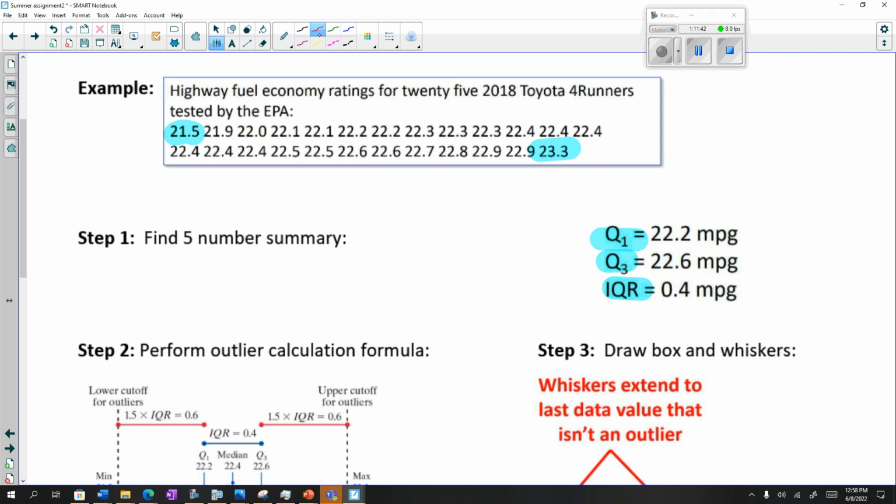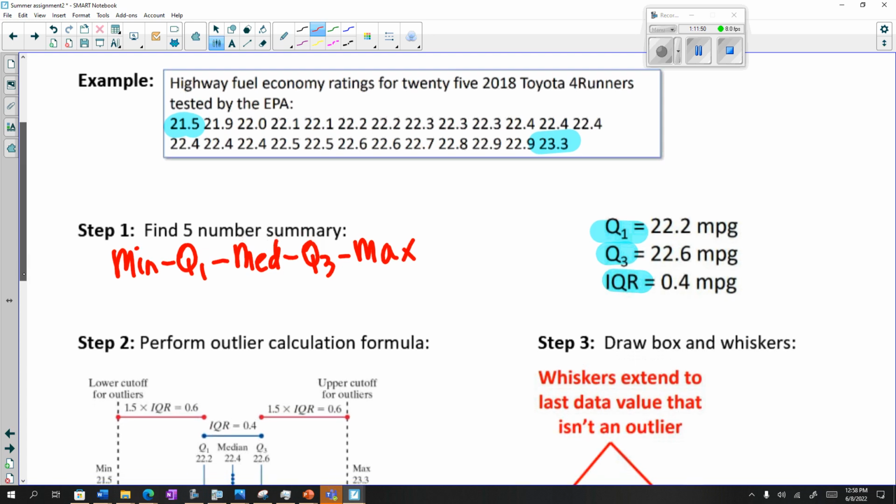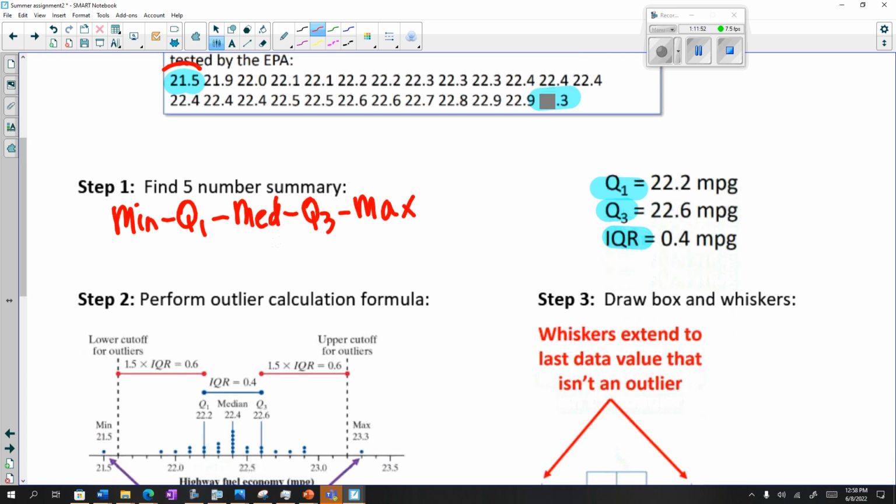So when we do this, we're going to do minimum, Q1, median, Q3, maximum, okay? So the minimum I circled on the top is 21.5. The Q1 is here, 22.2. The median is here as well. No, it's not. Oh, but it is down below. Thank goodness, because I don't want to actually go find it right now. It says down below the median is 22.4.